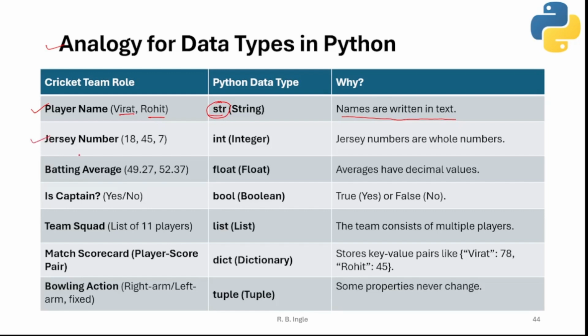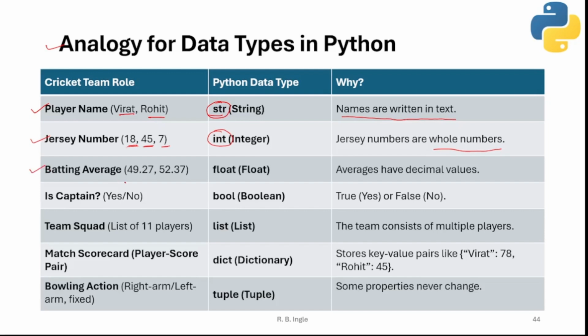Then the jersey number of the player can be 18, 45, 7. This is a whole number, right? Jersey numbers are whole numbers. So these numbers are called integer values. Integer means it doesn't have decimal points like 18.5. That is not possible for a jersey number. So they are whole numbers, like the roll number of a student. It can be 10, 20, 30, like that.